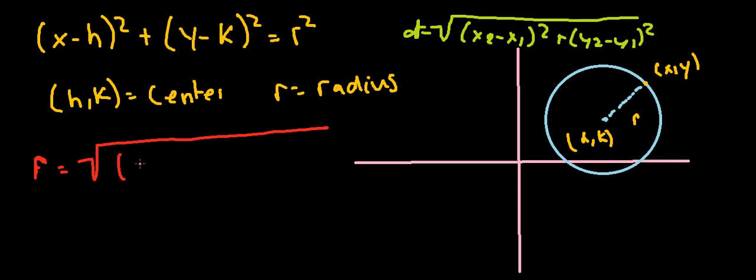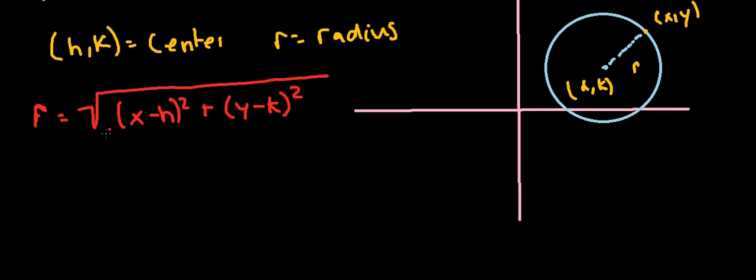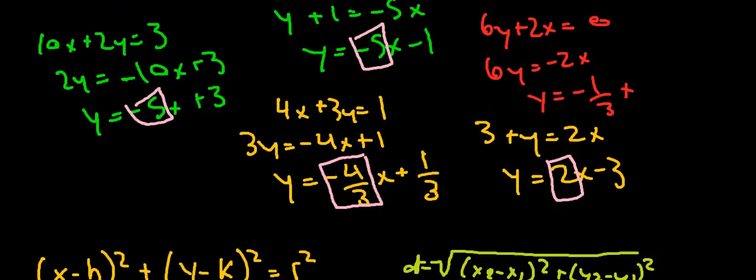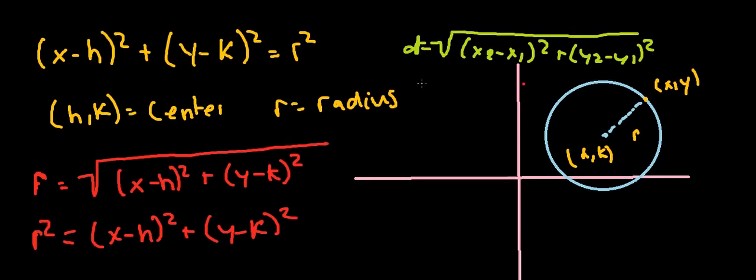the square root of (x minus h) squared plus (y2, y minus y1, which is k) squared. And now to get rid of this radical, I square both sides, and I get r squared is equal to (x minus h) squared plus (y minus k) squared. And that is what our equation is up here: (x minus h) squared plus (y minus k) squared is equal to r squared.